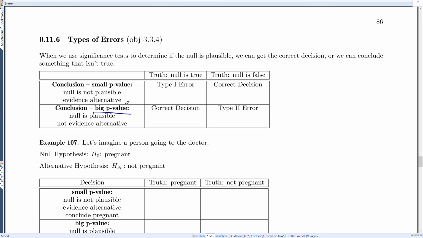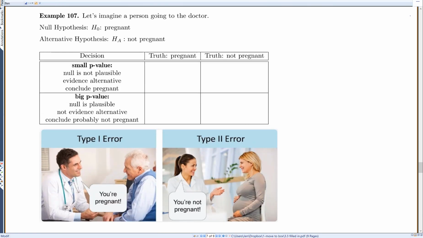So we're going to do some examples to try and help us remember what type is what, because it does come up on the test. You do have to be able to figure out what type of error was made. So let's imagine a person going to the doctor. The null, or nothing exciting hypothesis, should be that they're not pregnant. Okay, the null is that you are not pregnant. Okay, that's the status quo. Most people throughout most of their life are not pregnant. That's the status quo. The alternative then is that you are pregnant.